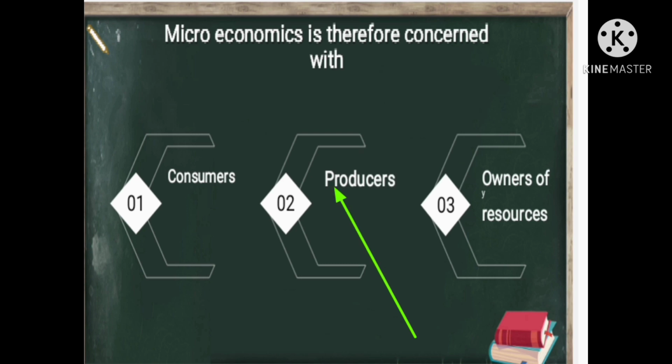The producers, how do these respond to the changes in prices in the economy? What about changes in the prices of factors of production? What about when there are different variables like government intervention, taxes being levied on these producers? How do they behave? Then owners of resources, owners of factors of production like labor, capital, land, etc. How do they behave?